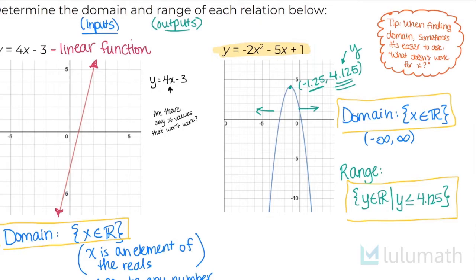Or in interval notation, we could say that it is from negative infinity, because it extends down, there's no limit how far down it goes, all the way up to 4.125. And because it includes 4.125, we'll put this closed bracket here. Again, if you need a refresher on interval notation, make sure you check that video out. And that's how it works in this example.